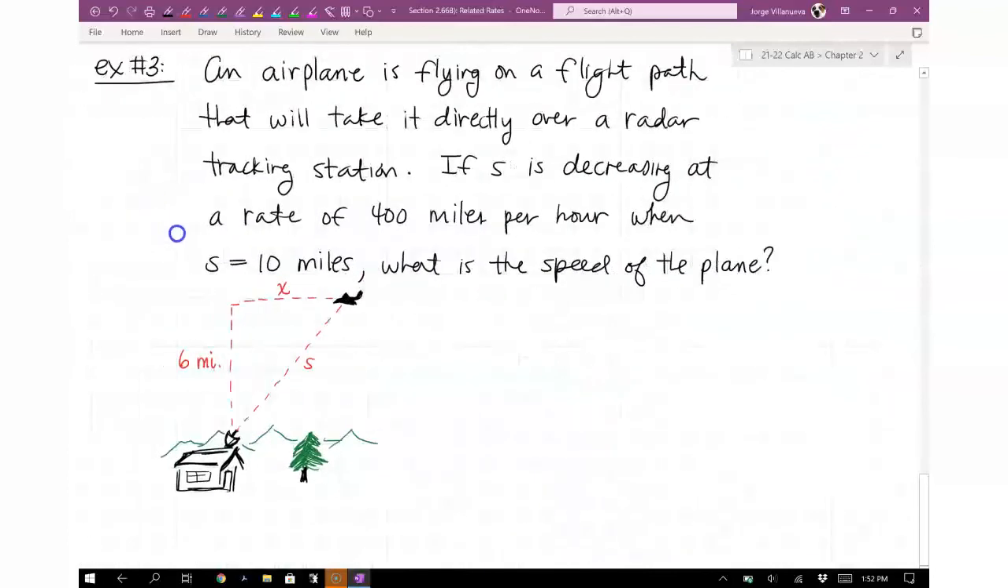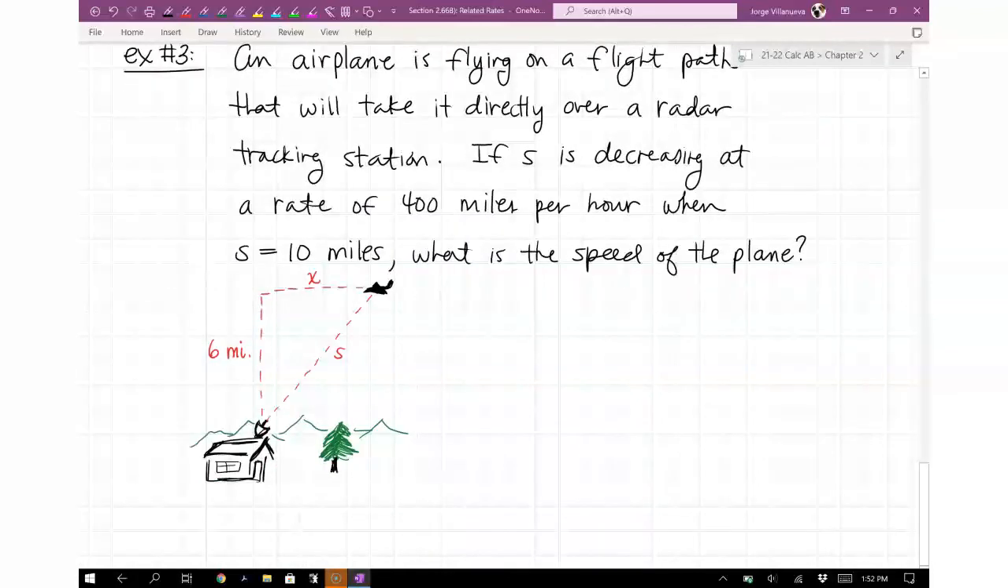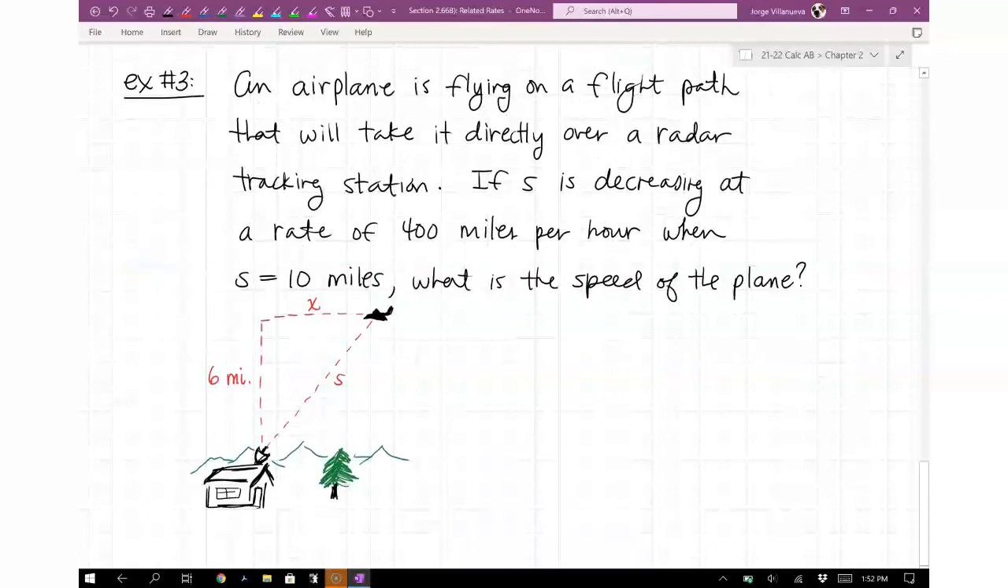So anyway, let's get to it. It says an airplane is flying on a flight path that would take it directly over a radar tracking station. If S is decreasing at a rate of 400 miles per hour, so let's look at some information here. They say S decreasing at a rate of 400 miles per hour. So what did they just give me? How can I write that mathematically?